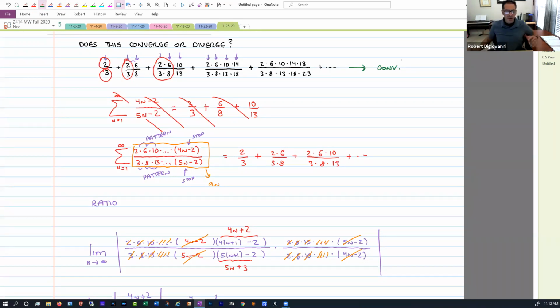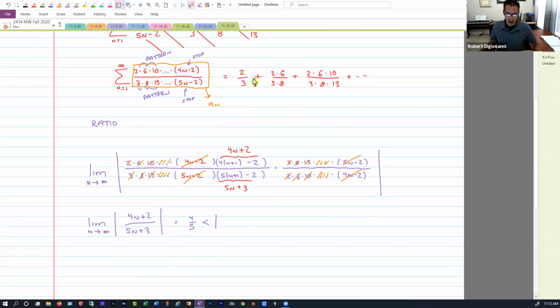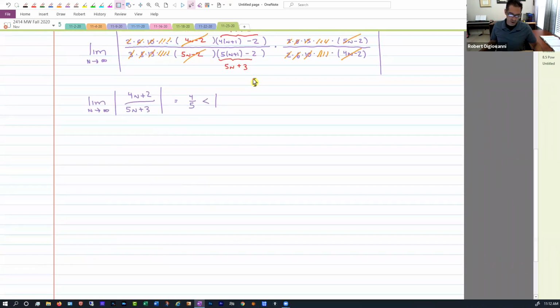So I wanted to show you this example again, because this is just a strange way of writing out a sum. I don't have time to show you this, but I'm going to show it to you anyway. If you wanted to do this 2 times 6 times 10, let's go this way: 2 plus 2 times 6 plus 2 times 6 times 10 plus 2 times 6 times 10 times 14, right?